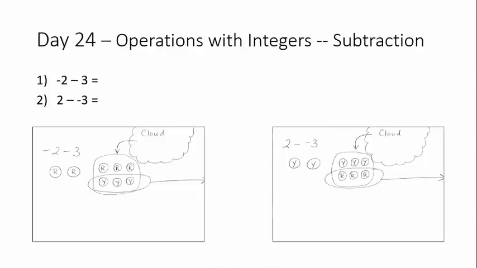After bringing the 0 pairs down from the cloud, I circle 3 red counters and draw an arrow to the edge of the page. I'm left with 5 yellow counters. This represents +5. 2 minus -3 is +5.